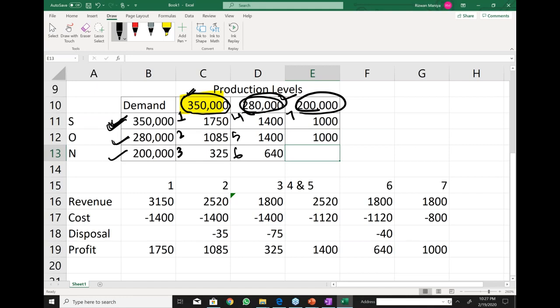Last comes if the production is 200 and the demand is 200, so it's the same as what you produce. You produce 200, the cost is on 200, you will sell 200, so the revenue is on 200, no disposals, same profit. So what I have to do is I just need to link here. That's it.